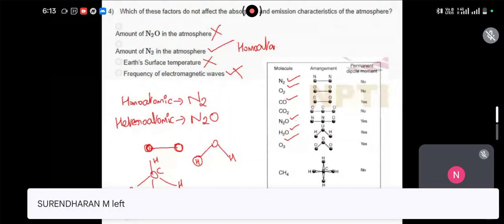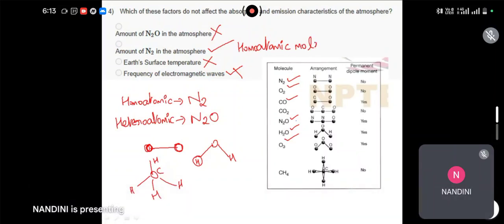homoatomic molecule without a permanent dipole moment, does not affect the absorption and emission characteristics of the atmosphere. So the amount of N2 in the atmosphere is the correct answer.